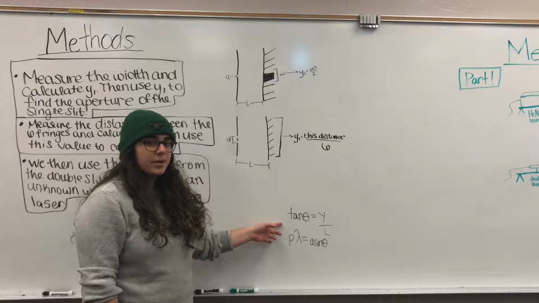The way that we find aperture using Y1 is by using these two relationships here. So first, we take the Y that we find and the L, which is the distance from the laser to the screen, and then we can find the angle. And then we use that angle in here to find the aperture, because we know the wavelength of the laser. We know that we measured from the first dark spot to the next, and that leaves us with A.